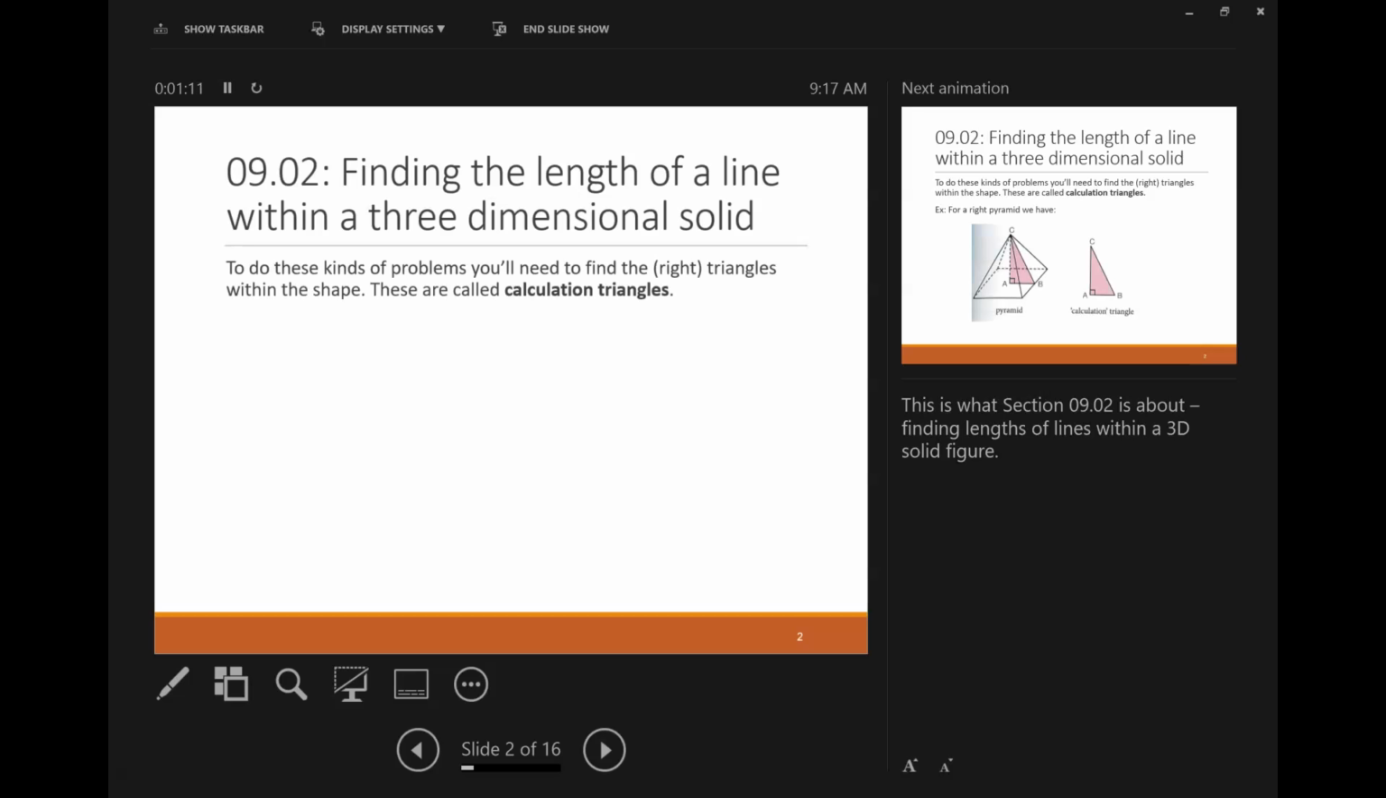So to do this, what we're going to be interested in doing is being able to find what are called calculation triangles. Now, preferably, we'd like those calculation triangles to be right triangles, because those are much easier to deal with, as we have lots of very powerful tools that we can use to calculate the side lengths inside of a right triangle that don't really work for non-right triangles.